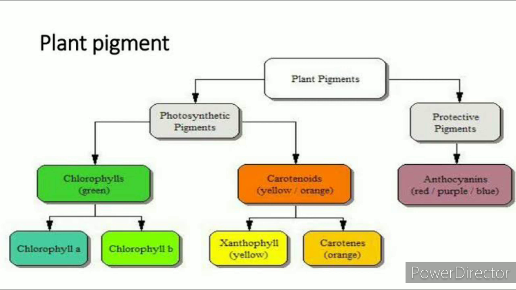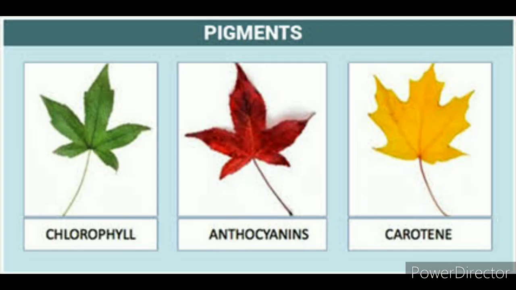Chlorophyll is of two types, chlorophyll A and chlorophyll B, while carotenoids are also of two types, xanthophyll which gives yellow color and carotene which gives orange color. So these are the pigments in plants. Plant pigments are classified into two, protective pigments and photosynthetic pigments.